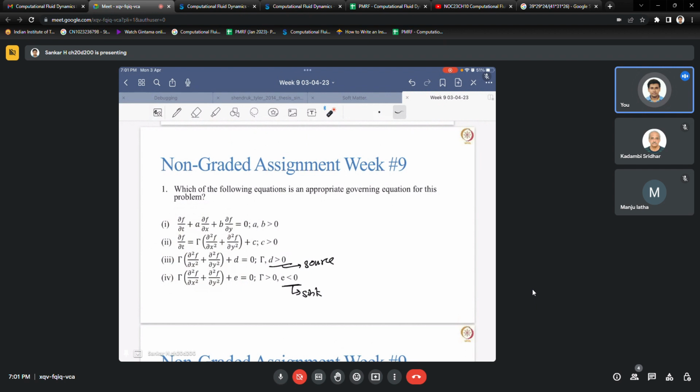Now, which of the following are appropriate governing equations for this problem? We see that we need a Laplace equation, and from that we'll only get it by solving either 3 or 4. If we solve the second one, which has an unsteady term, we won't be solving for the Laplace equation, and even the first case will be different from what is being asked in the main concept of the question.